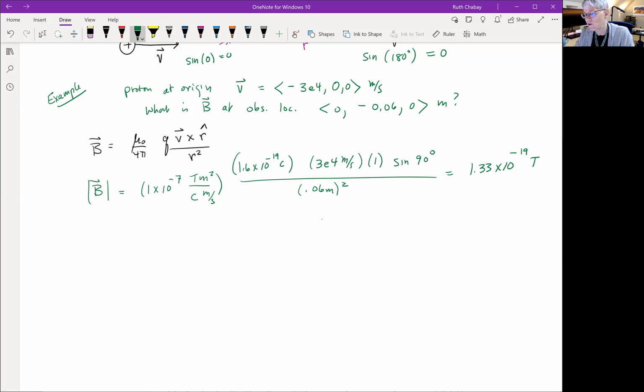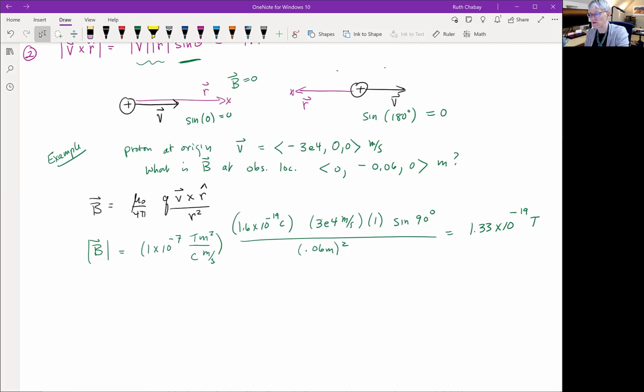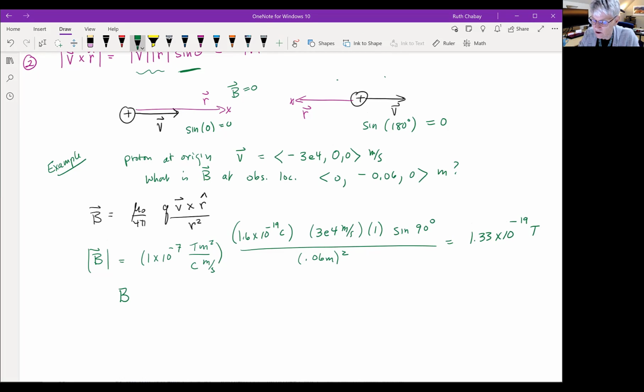And so we know the direction from the right-hand rule. The proton's at the origin, it's heading in the minus x direction, and the observation location is on the minus y-axis. So that means our thumb is pointing in the plus z direction. And so the actual magnetic field is going to be 0, 0, 1.33 times 10 to the minus 19 Tesla. And if it were an electron, it would point in the minus z direction, right?